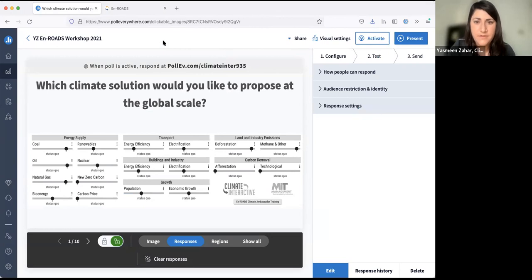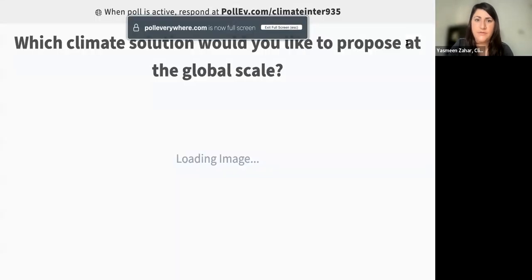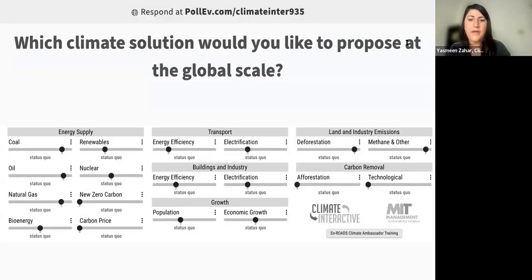So if you all could go to this link and just take a moment to click on one of these solutions and decide which one you would like us to test. This could be a solution that you think will have the greatest impact if implemented at a global scale, one that is important to you, means a lot to you, one that you've been trying to implement in your own life.